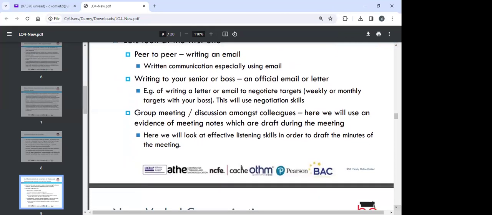Then we can also look at group meetings, discussions among colleagues. Here we can use evidence of meeting notes, which are drafted during the meeting.